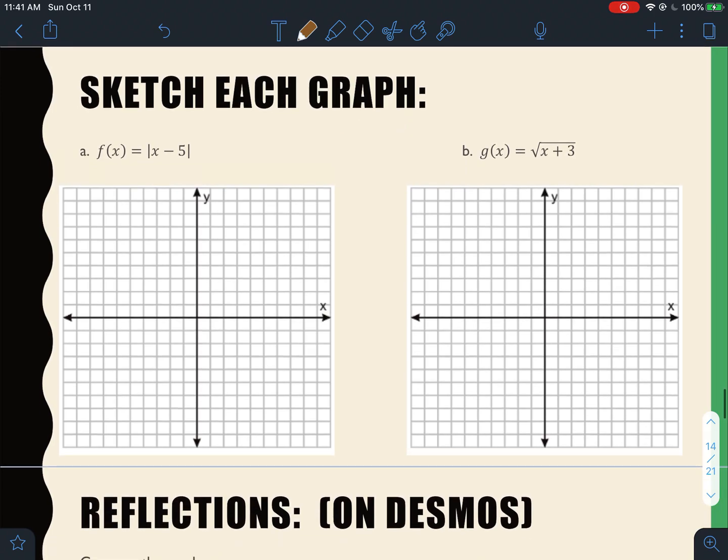So now using that information, see if you could sketch each of these graphs. This absolute value of x minus 5, what would that look like? And then the square root of x plus 3, what would that look like? So go ahead and pause the video and see if you guys could do these two.